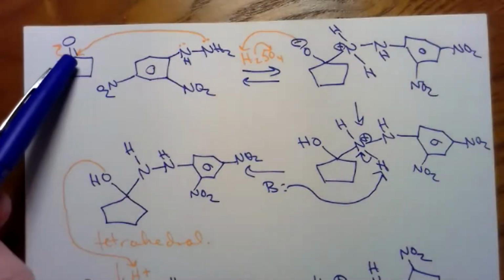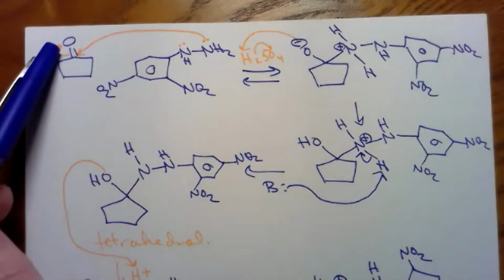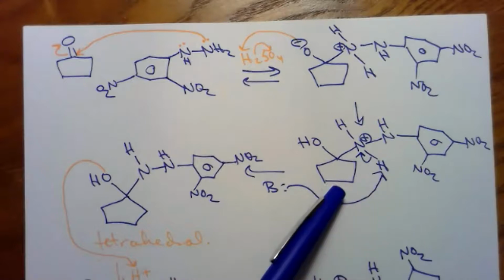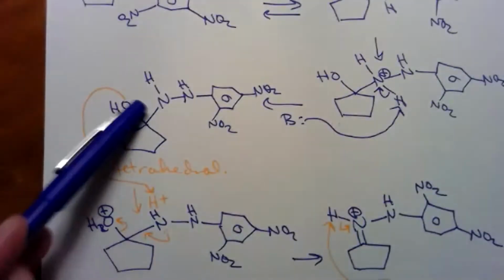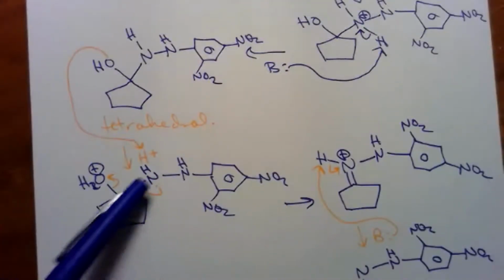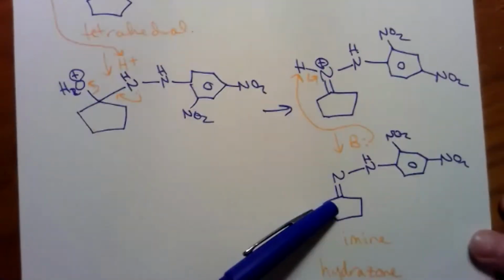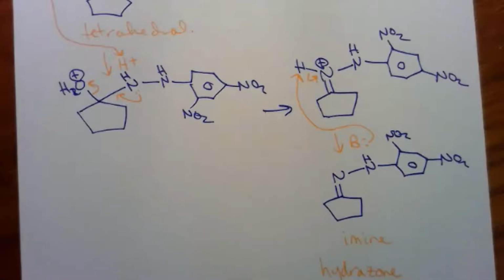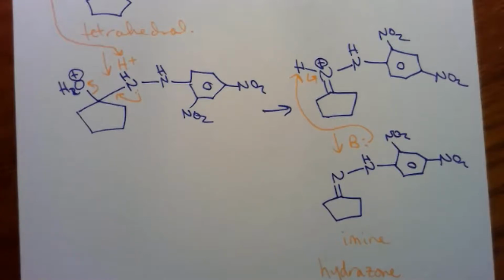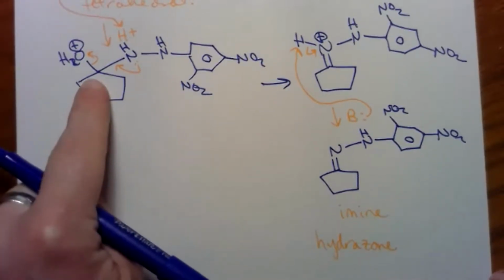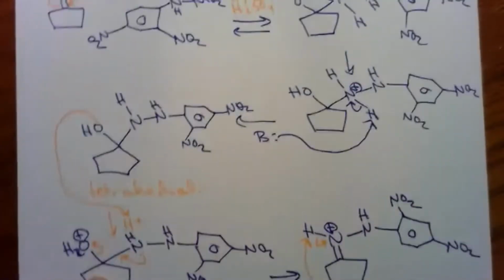That's the first one: attack the carbonyl carbon. Proton transfer. Proton transfer. Proton transfer. Fold down, kick out. Proton transfer. Product. So this is not a complicated mechanism. It's just put the H's where the H's need to go in order to make a good leaving group and let it leave.